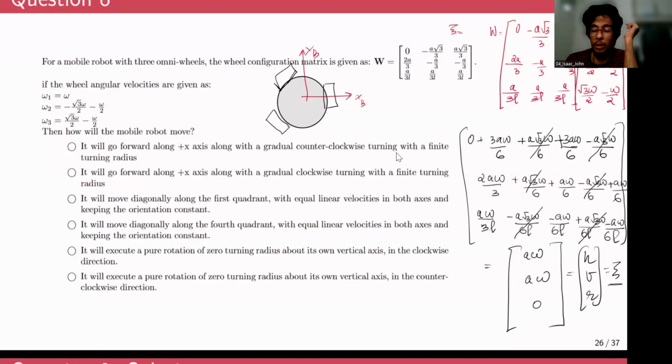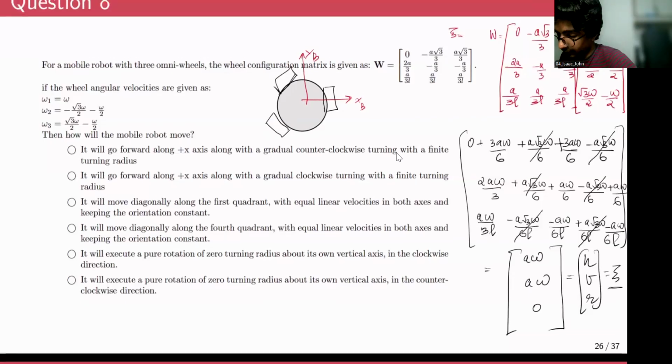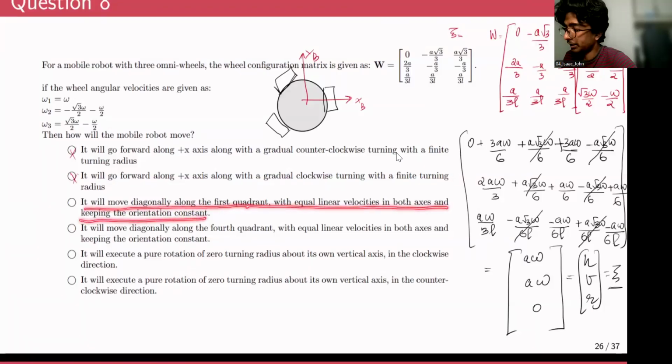So what is the correct option? What is the most applicable option? It will go forward along positive x-axis, that is false. It will go along the forward. The first two options are obviously false. Third option is it will move diagonally along the first quadrant with equal linear velocities in both axes, keeping the orientation constant. So that is actually true, right?